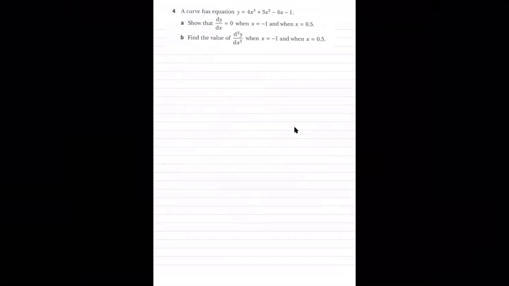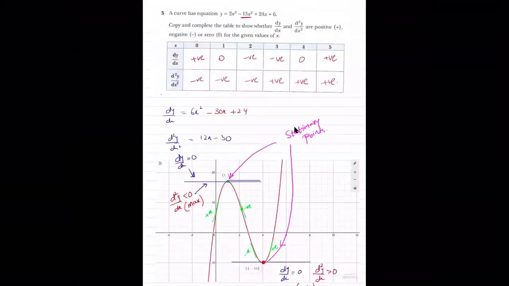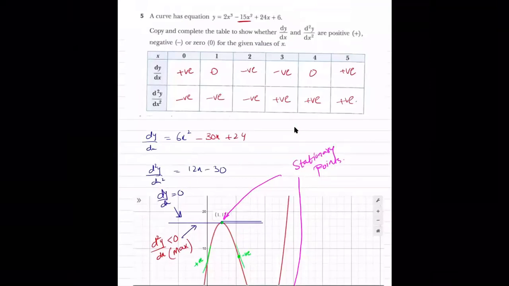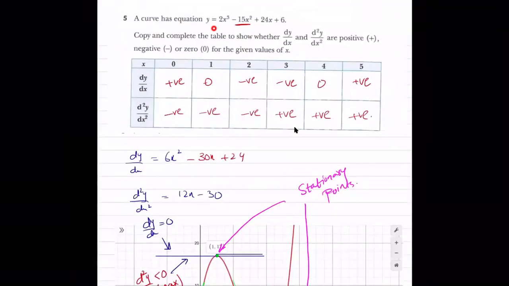So before starting this question, someone asked me what is the significance of second derivative. Okay. So I want you to try this out with me. This is the function. This is a cubic function. And the question says copy and complete the table to show whether dy by dx and d squared y over dx squared are positive, negative, or zero for the given value of x. So I want you to take out your calculators and just follow these steps to find whether the dy by dx expression is going to be positive or negative.